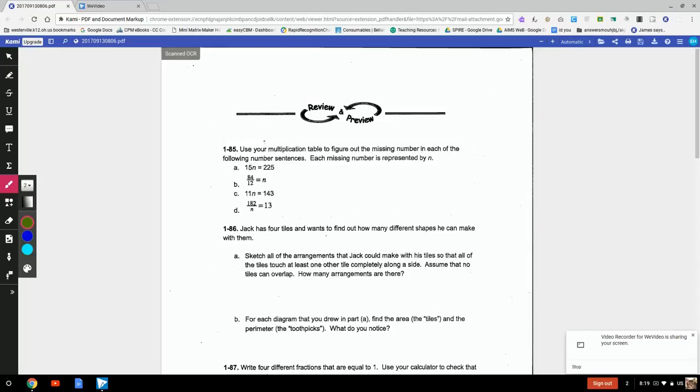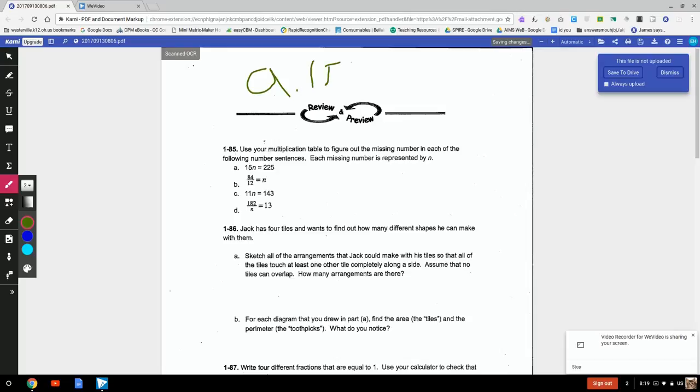First question, 185. Again, some of you are confused by this. It's pretty much an algebra problem. We're trying to find out what n is. So just to show you for A, which I'm going to draw up here where I have some room, it says 15n equals 225.